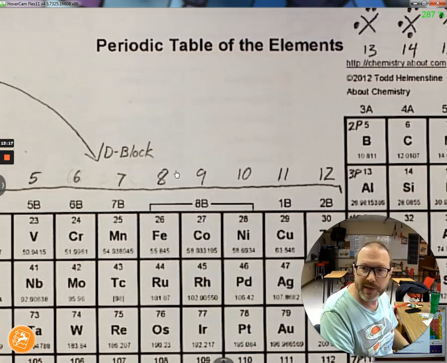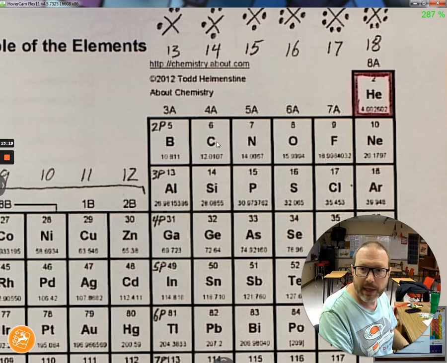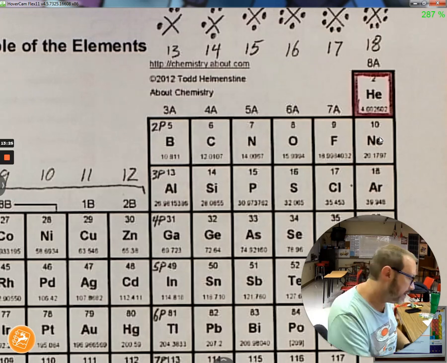Now I'm going to come across the gap here, and I'm going to get all the rest of the elements in this row here, boron down through neon.